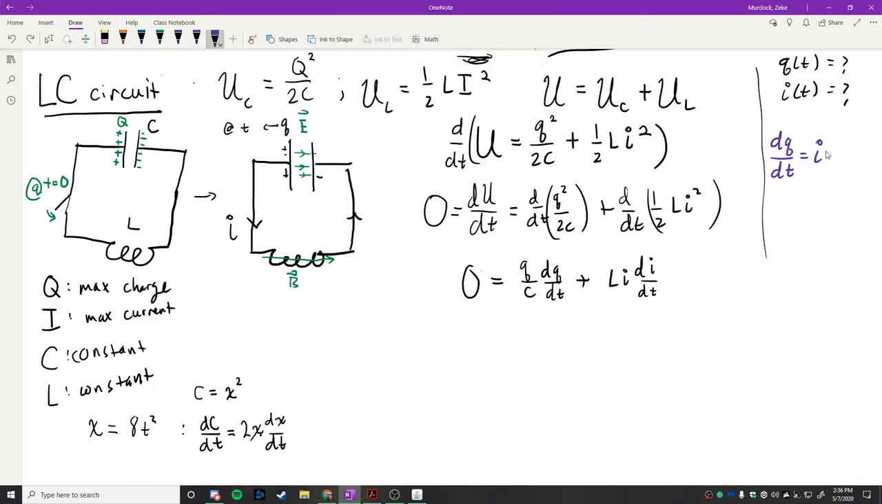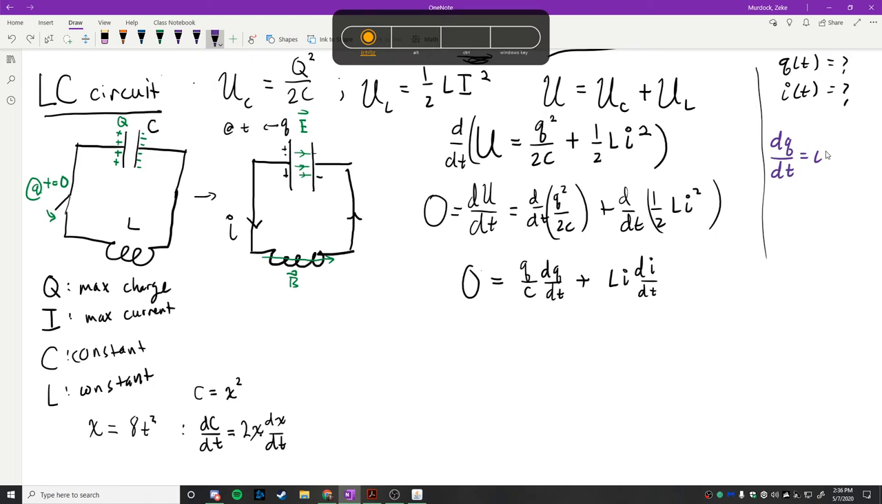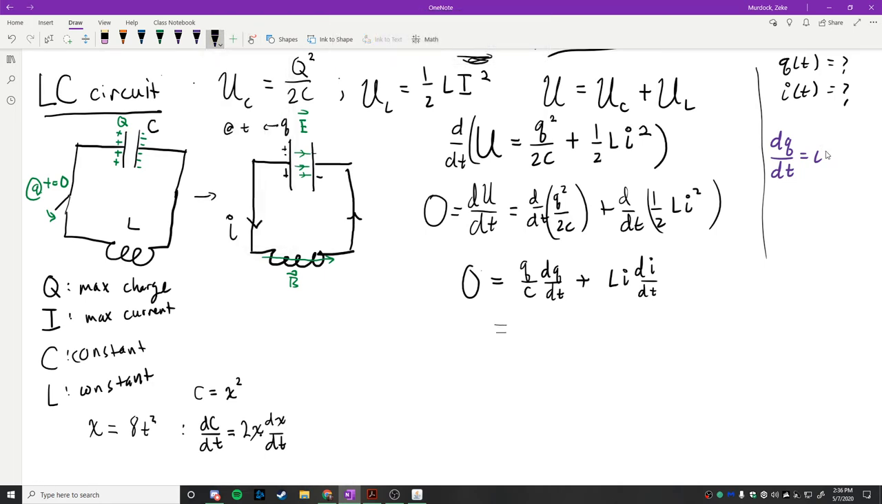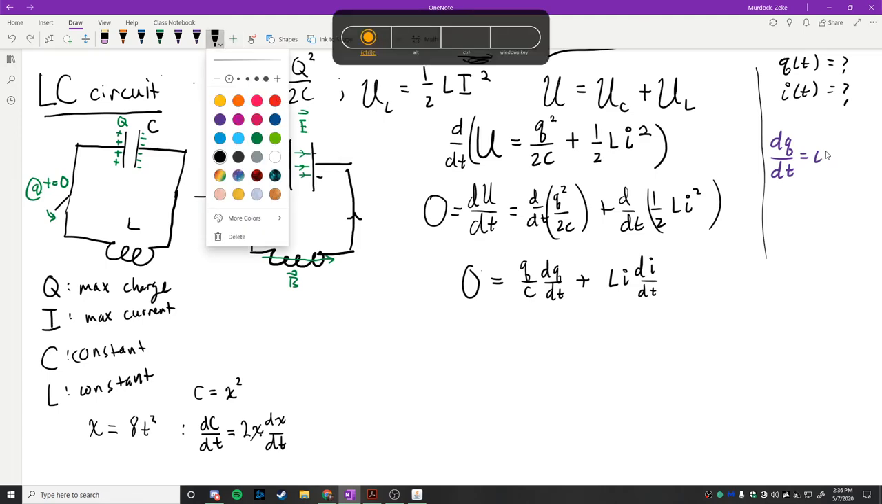I'm going to rearrange it. Zero equals... all right, okay, so this becomes q over C. That stays the same. Oh, no, I changed thicknesses, didn't I? I did not mean to do that. I apologize, guys.